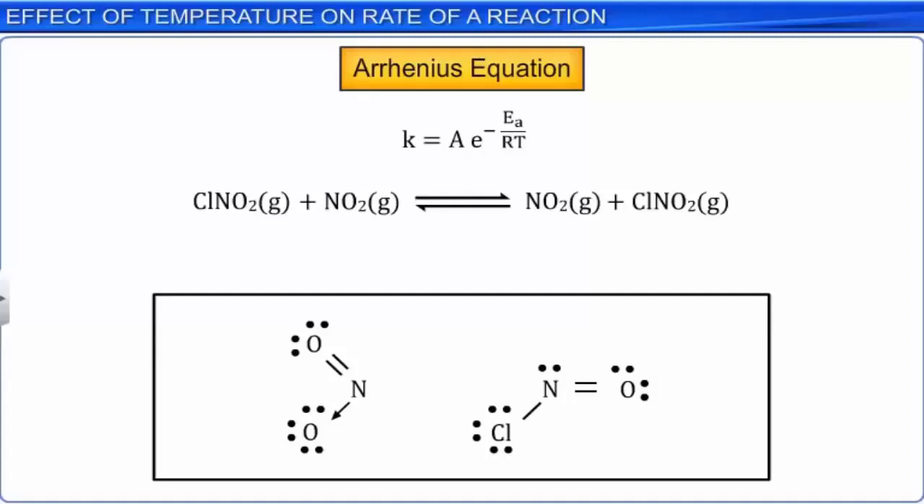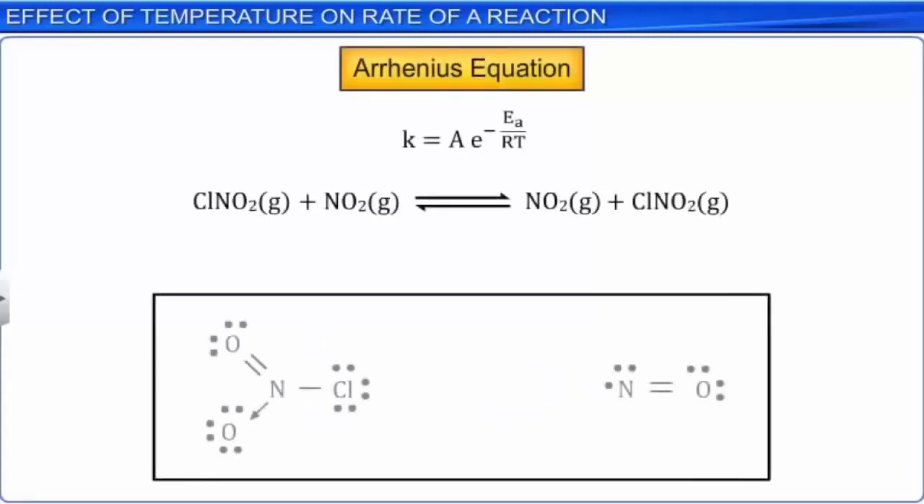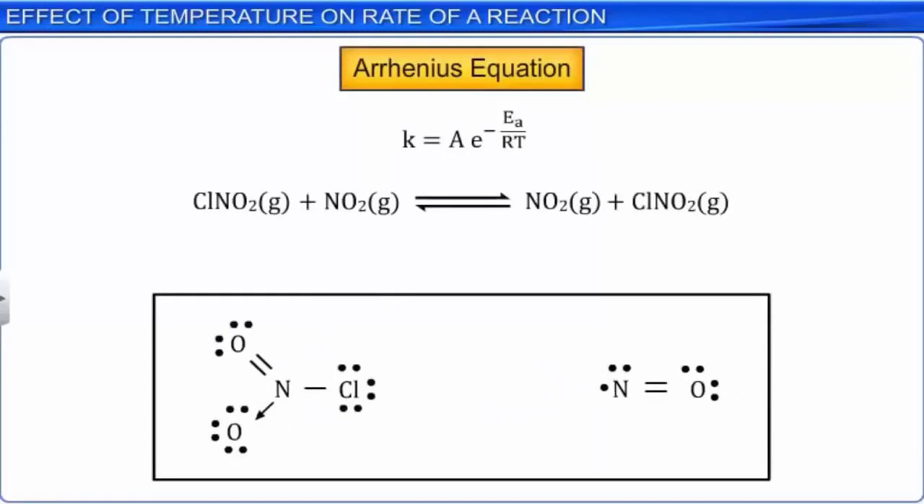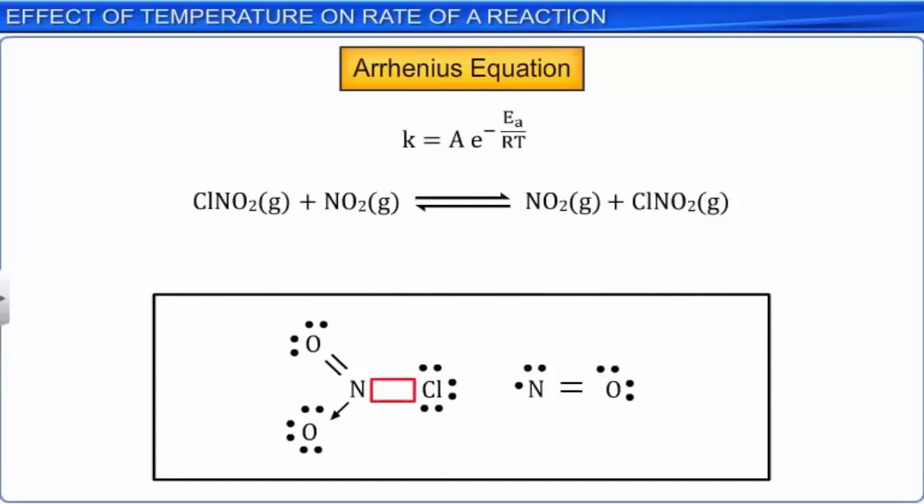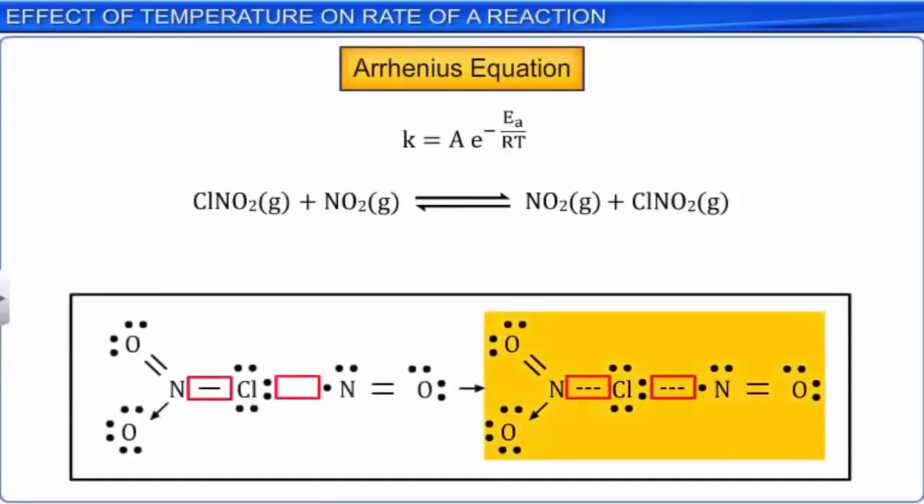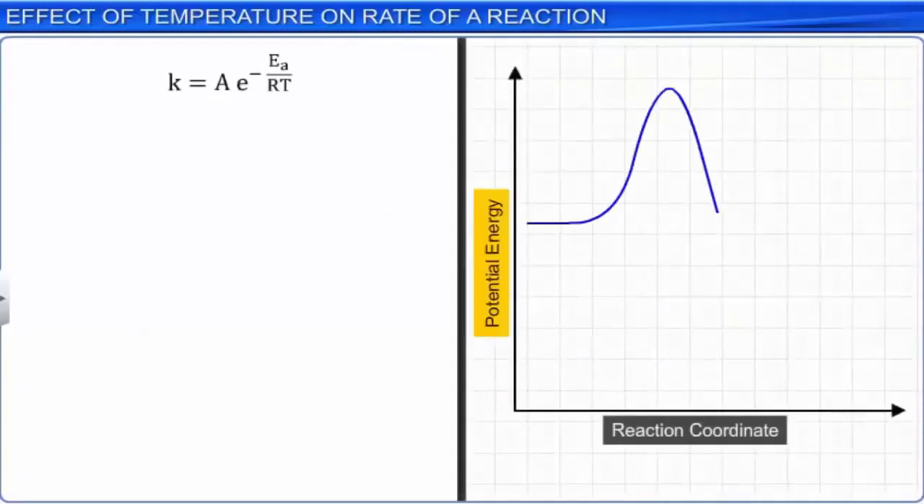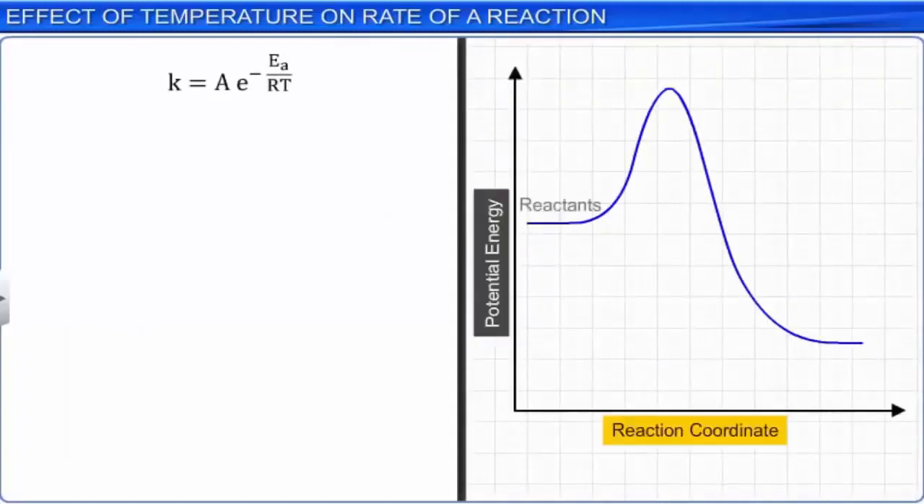Before chlorine nitrite and nitric oxide are converted into products, during which existing bonds break and new bonds are formed, they go through a highly unstable intermediate or transition state. If we plot the potential energy of the molecules versus the reaction coordinate, we get the curve shown here. The peak of the curve is the transition or intermediate state, which is also known as the activated complex.